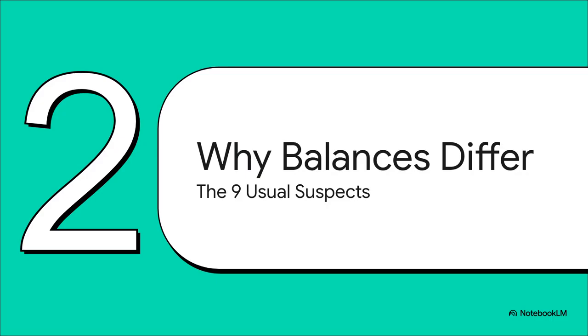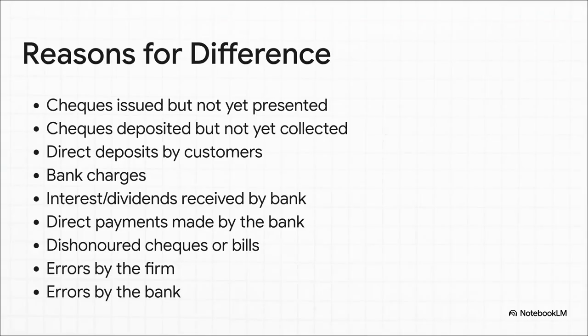So why don't they match? What's the reason for this whole mess? Well, it almost always comes down to just a handful of things. For your exam, I want you to think of these as the 9 usual suspects that an accountant has to investigate to crack the case. And here they are, all listed out. I know, it looks like a lot, but don't get overwhelmed. We can actually group these suspects into just a few simple categories. It makes them way easier to remember.